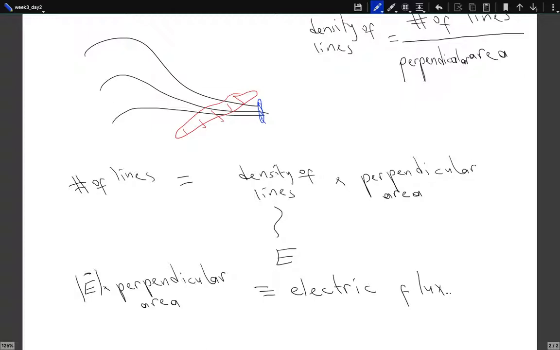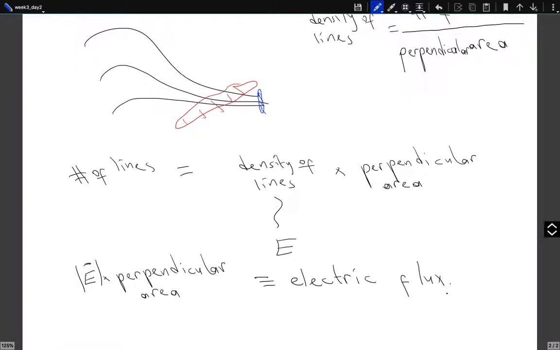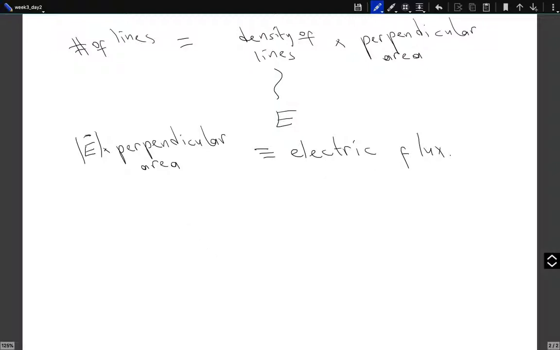Well, let's try to put this expression into a more mathematical, more concrete form. Just for simplicity, let's assume a region of space where the electric field lines are uniformly spaced. In this case, the definition of the perpendicular area is kind of straightforward. They are all parallel, so if you just consider this plane, it will be perpendicular to the electric field lines everywhere. This is our perpendicular area.